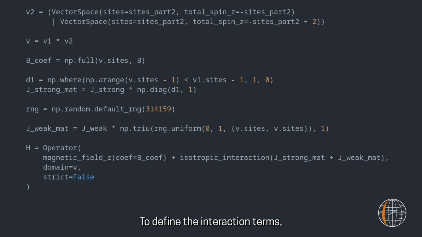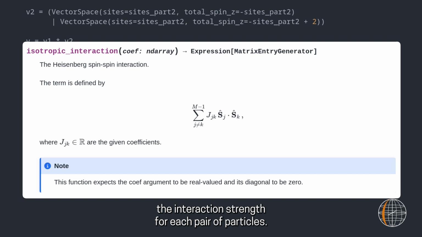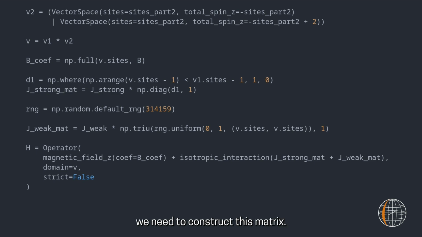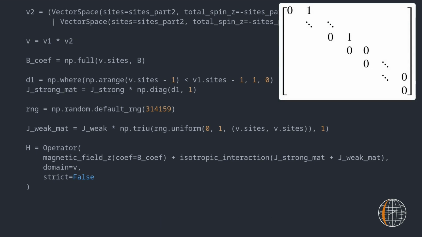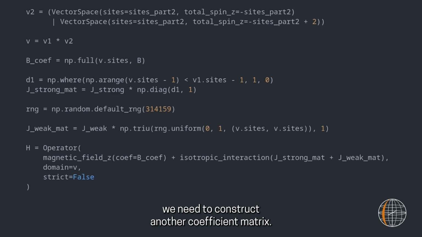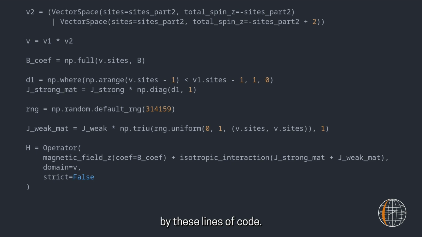To define the interaction terms, we use the isotropic interaction function. The function expects a matrix that describes the interaction strength for each pair of particles. To describe the particle chain on the first n1 particles, we need to construct this matrix. This can be done using the Dirac function of NumPy. To model the weak and random coupling, we need to construct another coefficient matrix. We create a strictly upper triangular matrix with entries in the appropriate range by these lines of code.